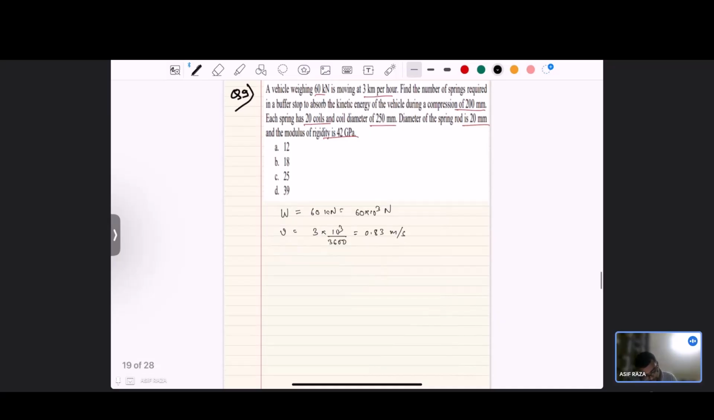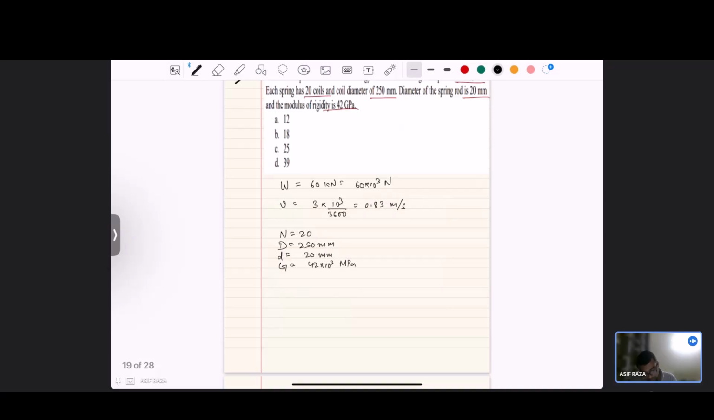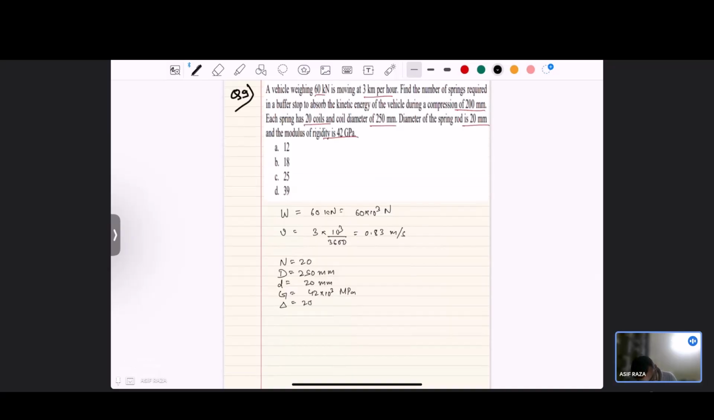Okay, next, number of coils in a spring is 20. Coil diameter is 250 mm. Diameter of the spring rod is 20 mm. Modulus of rigidity is 42 into 10 power 3 megapascal. And the compression is given as 200 mm.